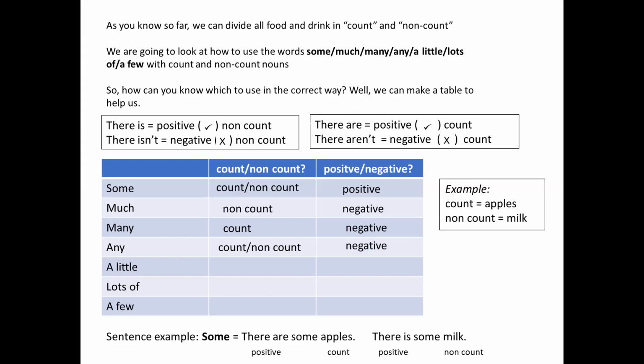Number 5, a little. Can I say a little milk? Yes. Can I say a little apples? No. That sounds totally wrong. So in this case, only non-count is possible. Now, do I use positive or negative? Can I say there is a little or there isn't a little? Well, in this case, only positive is possible.